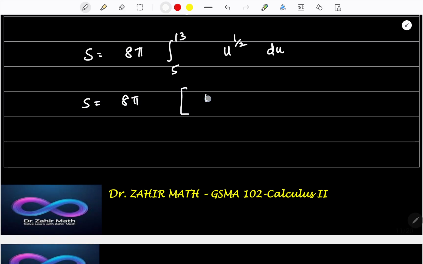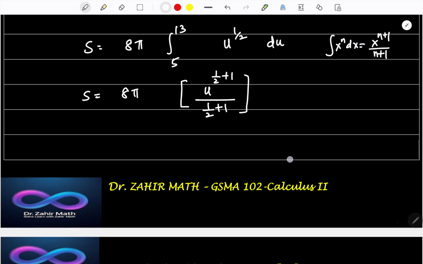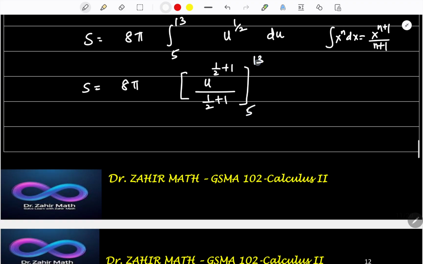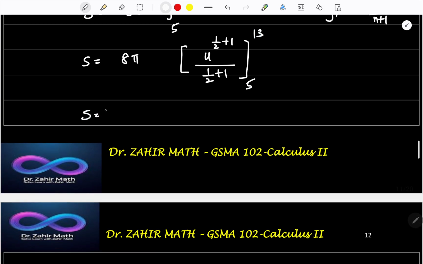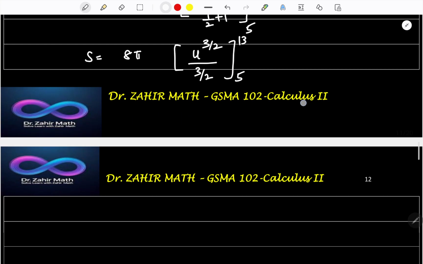And integration of u power half is u power half plus 1 divided by half plus 1. Why? Integral of x power n dx is what? X power n plus 1 divided by n plus 1. Okay. And the limit is 5 to 13. So S is equal to 8 pi, right? And then this is u to the power of 3 over 2 divided by 3 over 2, and it is 5 to 13.